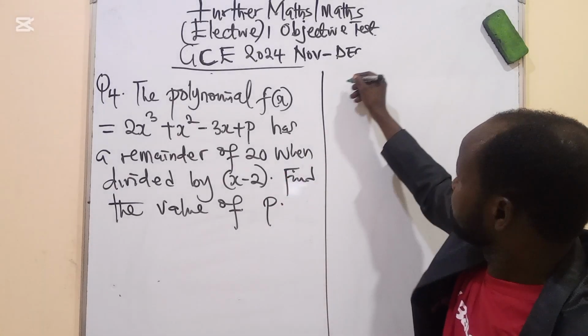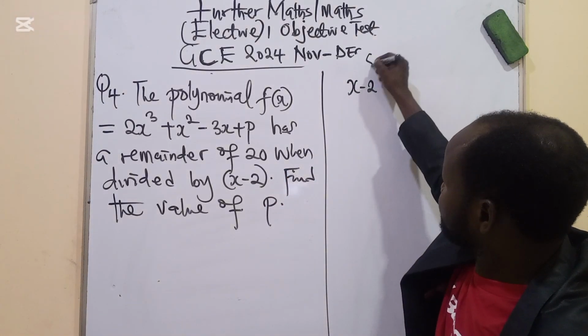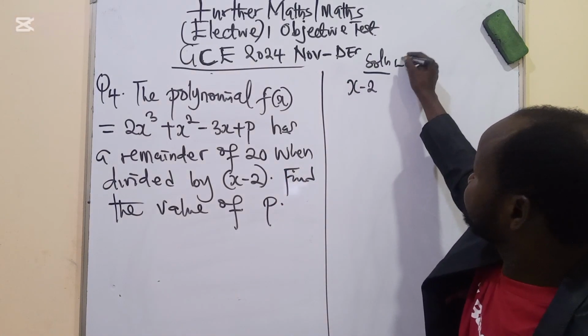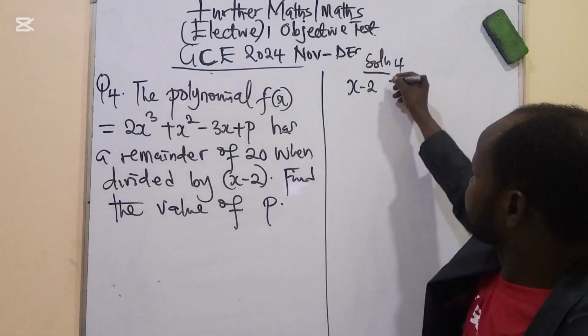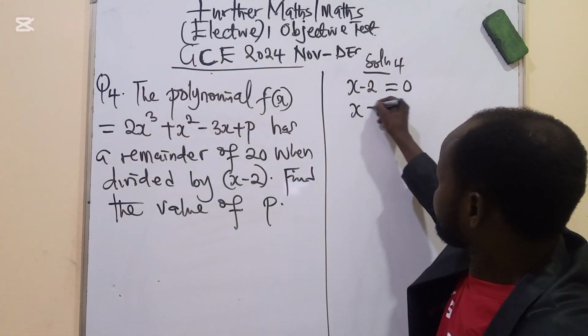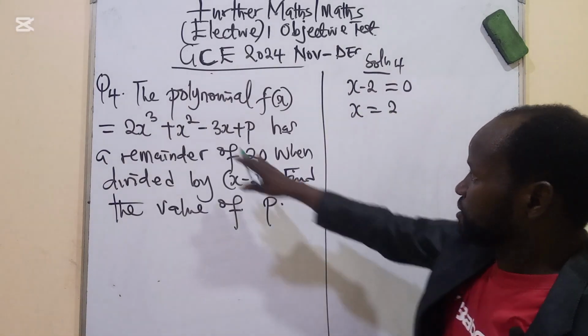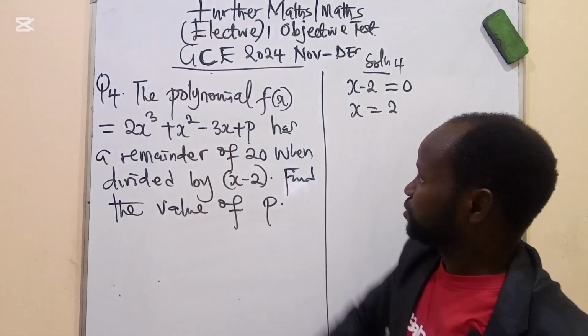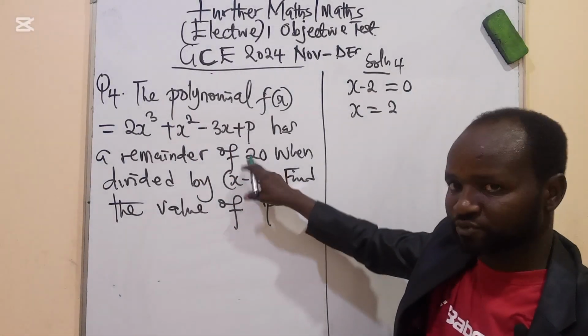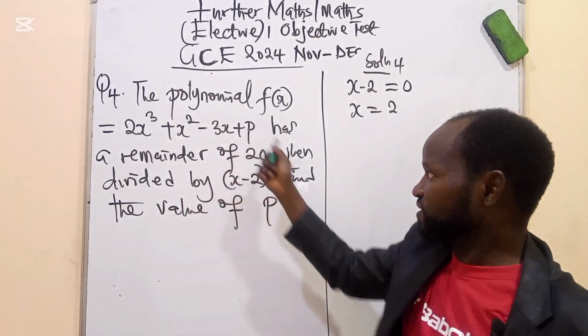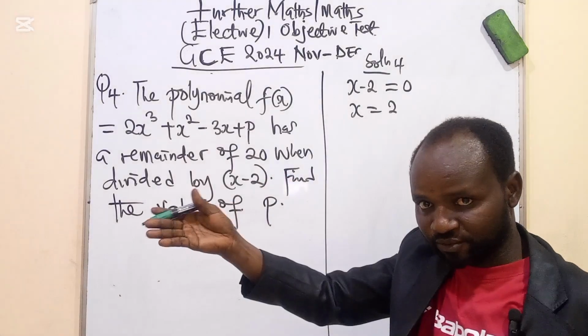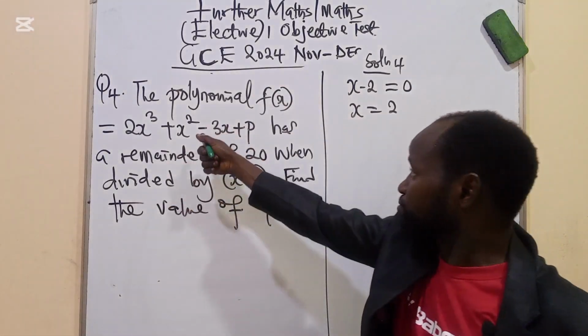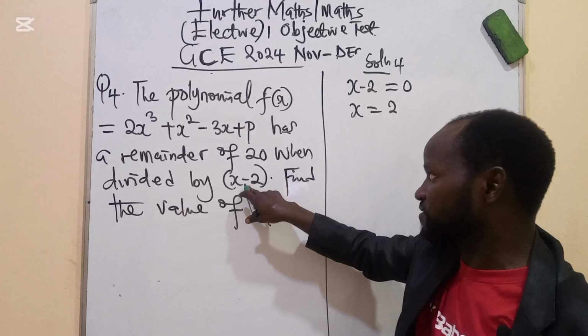Very simple. We're solving the solution to 4 now. x minus 2 will be equal to 0. x now will be equal to 2. Substitute x equals 2 into this and equate it to what? 20, because the remainder is 20. If this is a factor, it means the remainder is 0. After you substitute x equals 2 into it, you equate it to 0 if this is the factor.